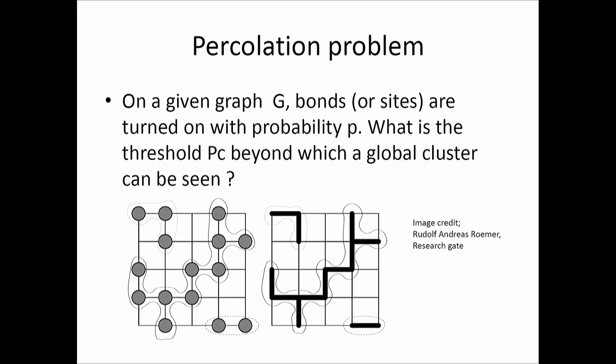And the question is, what is the probability P at which, if I do this, I will have a global cluster? A global cluster is tantamount to water seeping through. If there is no global cluster, water will only go halfway. In these pictures of bond percolation, you see, as the probability of placing bonds increases, you get a denser and denser image. Hence it is very probable that you have a global cluster here. The probability of finding a global cluster is almost equal to 1. This is less than 1. You do not find a global cluster here.